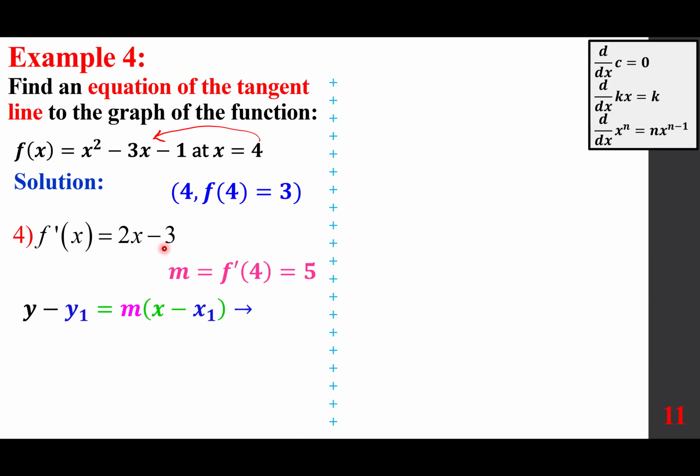y minus y1 equals m times x minus x1. So y minus 3 equals 5 times x minus 4. We get 5x minus 20 plus 3. So y equals 5x minus 17. Very straightforward, everybody.